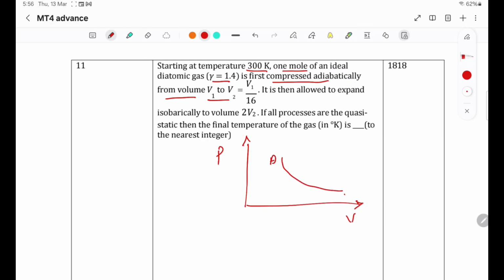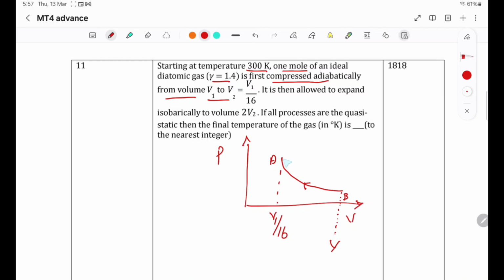We can name this point A and this point B. First, the gas goes from V1 to V2, and this V2 is V1/16. We have to write this here: V1 here, and this is V1/16, because the volume is decreasing. From here to here, and then what is happening next: it is allowed to expand isobarically.